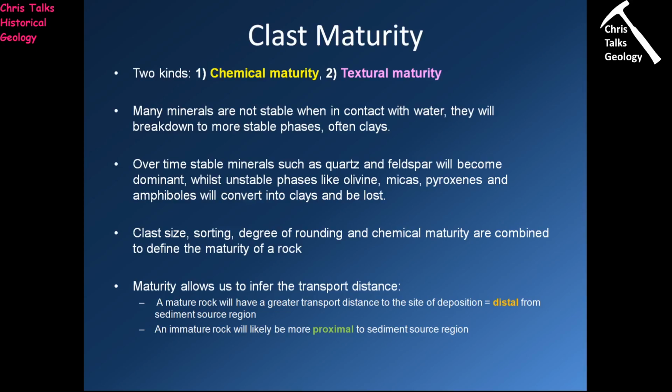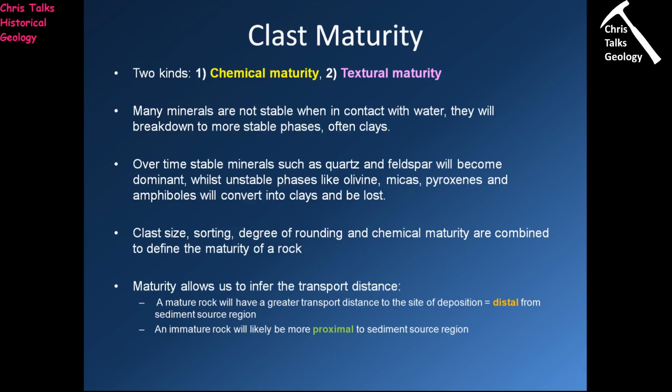Now, the other type of maturity is called chemical maturity. Chemical maturity is the result of how reactive the minerals being transported are. Some minerals, for instance olivine and micas, don't get on particularly well on the surface of the earth. They react with water and are very quickly destroyed. So over time, soft minerals will be destroyed and lost from your sediment, and hard minerals will become more and more important.